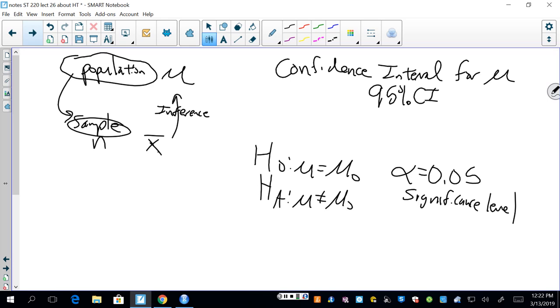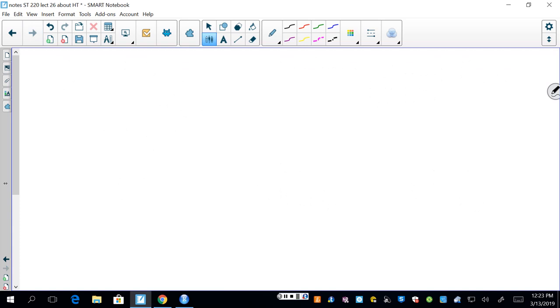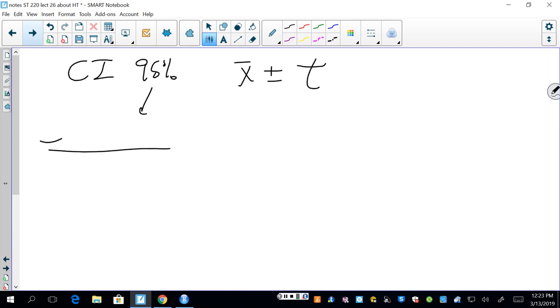Why does this happen? Let's say that we're also getting our sample standard deviation, and so we're going to use a t distribution with n minus 1 degrees of freedom. Let's write down the formula for a confidence interval and figure out the rejection region and see how they compare. So in our confidence interval, let's say 95%, we had x bar plus or minus a t value, and if it's 95%, we have a t cutoff value. This is the t distribution with n minus 1 degrees of freedom.